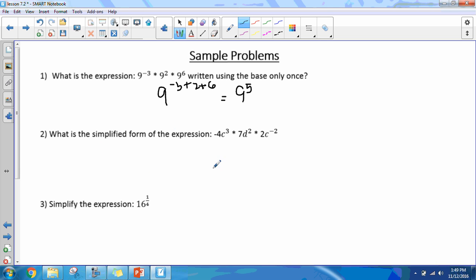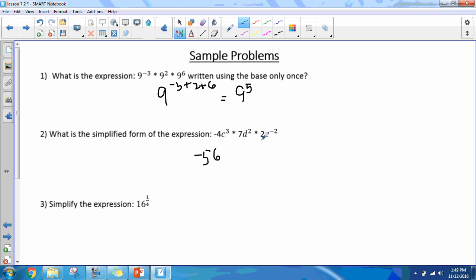Here we have negative 4c to the 3rd power, 7d to the 2nd power, and 2c to the negative 2nd power. And we could take all our numbers out here. So negative 4 times 7 is negative 28 times 2 is negative 56.